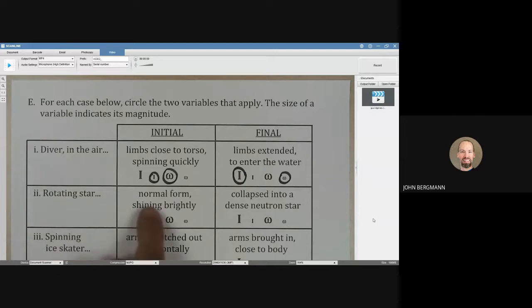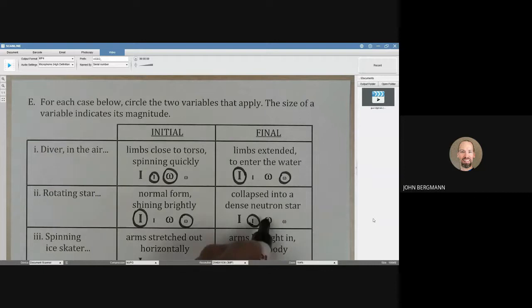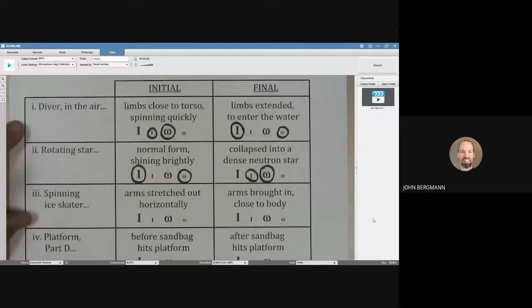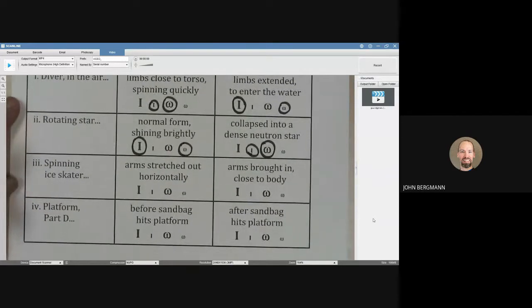What about a rotating star that's in its normal form? It's shining brightly. It's rotating at some speed, usually. Our sun rotates, and it has a reasonably big moment of inertia, but then it collapses into a neutron star. Its moment of inertia is much, much tinier, and its rate of spin is much, much greater. Off the top of my head, I don't know these numbers, but you look it up if you want. The rate at which we believe neutron stars rotate, as I recall, is extremely large. Let's do a couple more cases here.